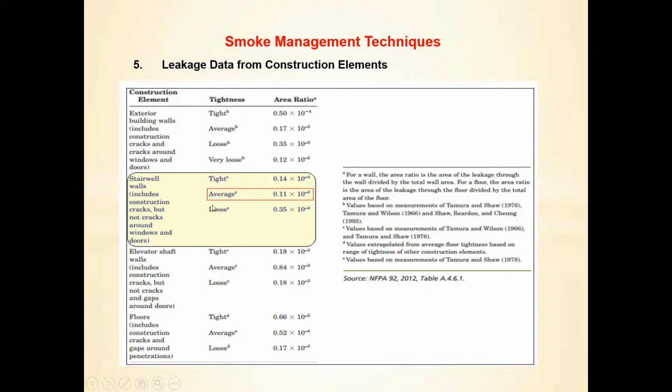So for the stairwell walls, for average tightness construction, the area ratio is mentioned to be 0.11 × 10^-3. And likewise for floors, for an average tightness, the area ratio is 0.52 × 10^-4.